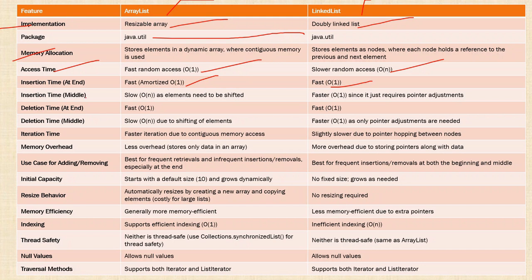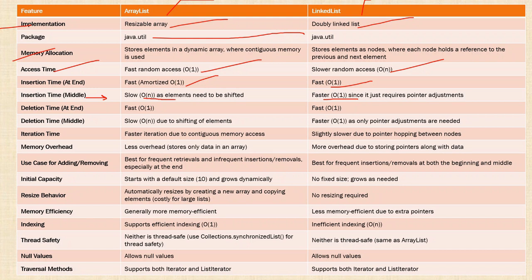Insertion time in the middle: if you want to insert something in the middle, LinkedList is faster because the time complexity will be order of 1 in the case of LinkedList. In the case of ArrayList, the time complexity will be order of n, because if you are going to insert at an index, you have to shift elements. So this is the issue in ArrayList. It is better to use LinkedList if you are doing insertion and deletion in the middle.